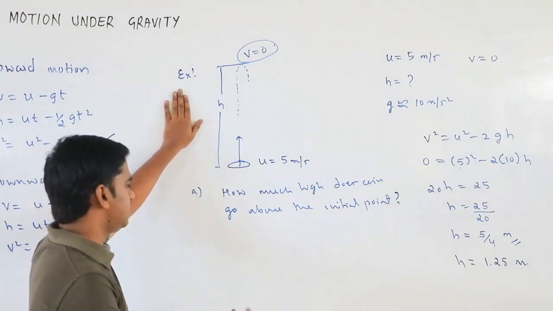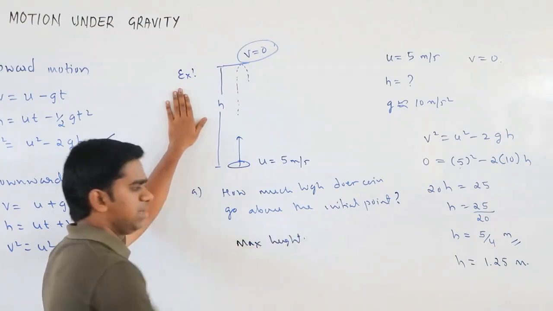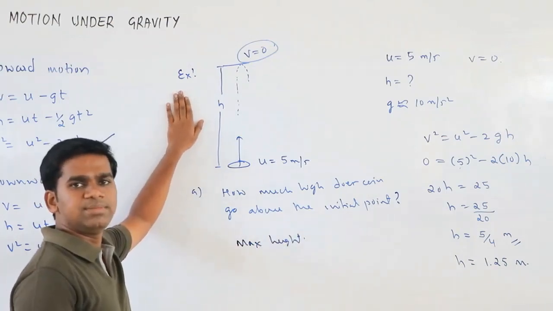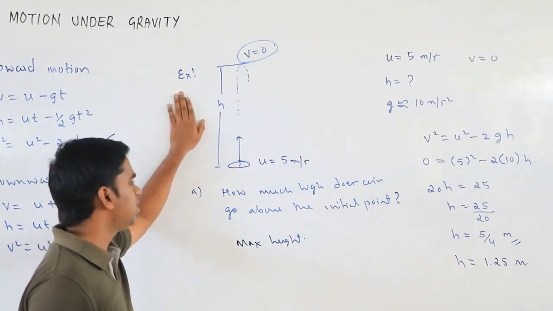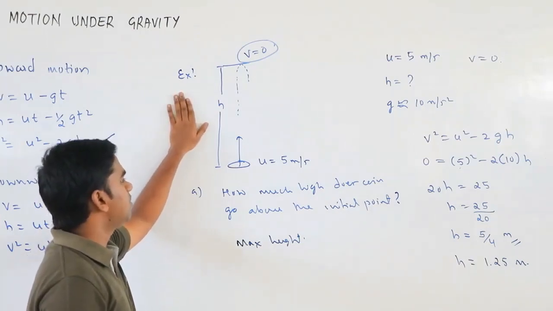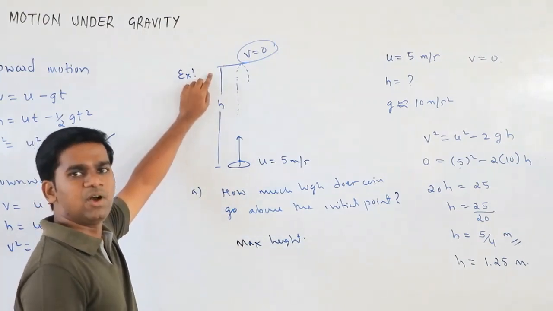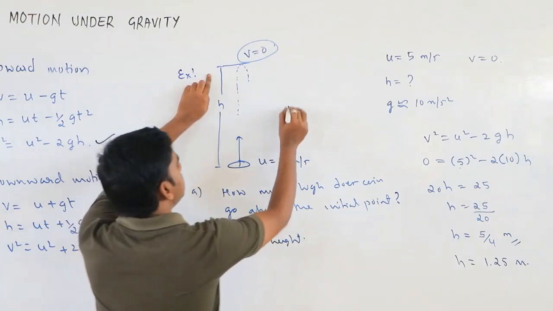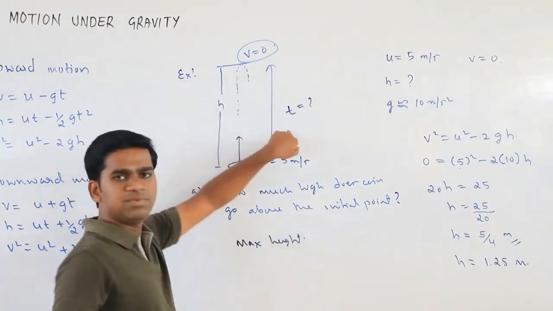The question can change. This is how the maximum height can also be found. So maximum height reached by the coin. Maximum height in the sense, at that point its final velocity is going to be 0. Or they may ask one more question: how much time will it take to reach the maximum height? Time from here to here, how much time will it take?